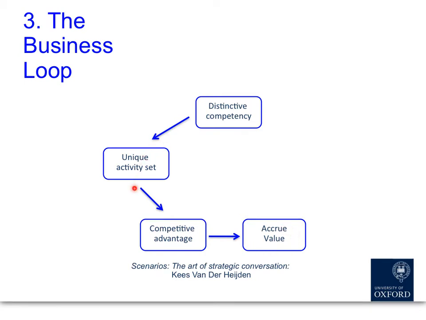This linear loop is where most companies will stop. They see a distinctive competency, have a unique activity set, have a competitive advantage, and then accrue value. However, the really successful ones go through to the next step to complete, and that is they start to make strategic investments. These strategic investments allow you to create more distinctive competencies, therefore improving the livelihood of the company and being able to go around this loop to accrue more and more value as they have greater and greater distinctive competencies. A classic example of somebody who does this extremely well is Google.